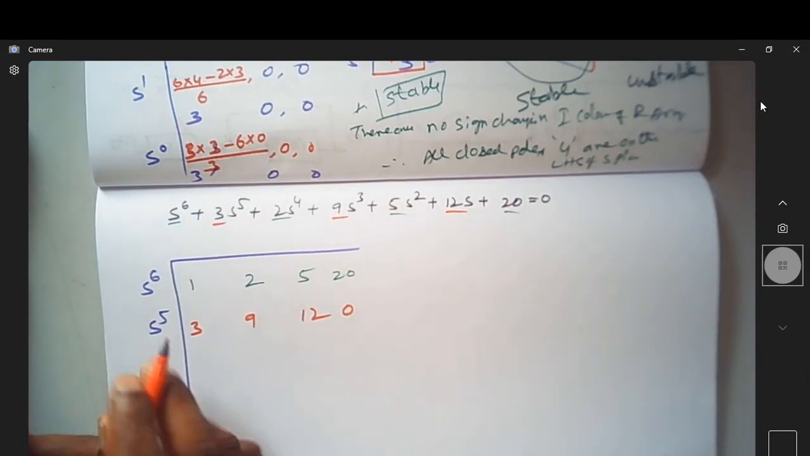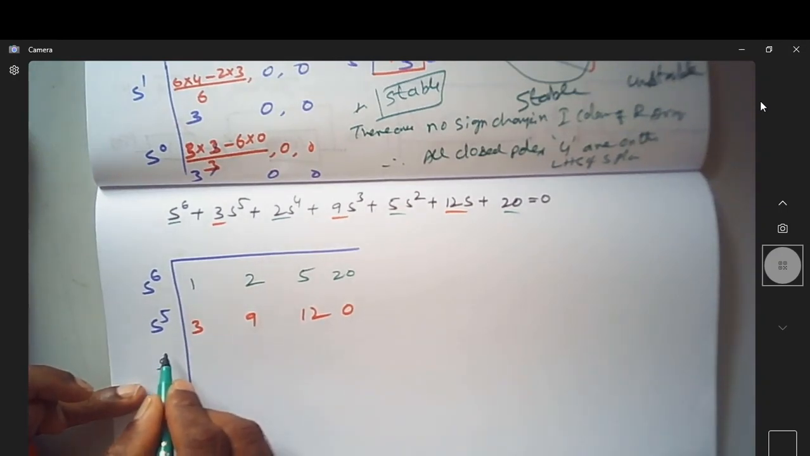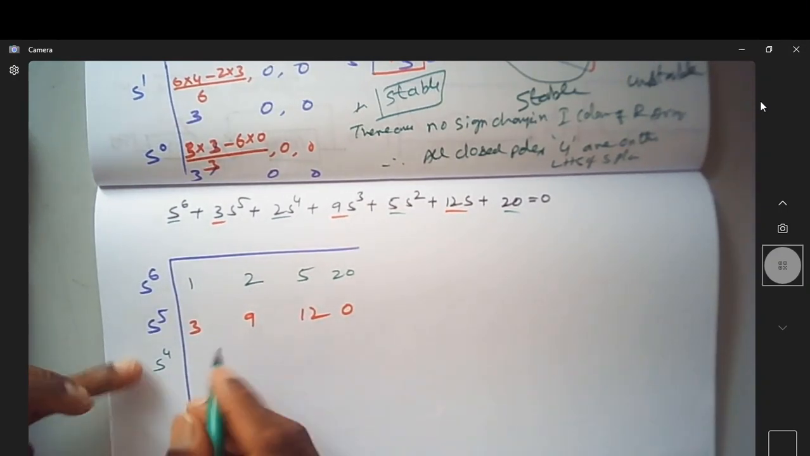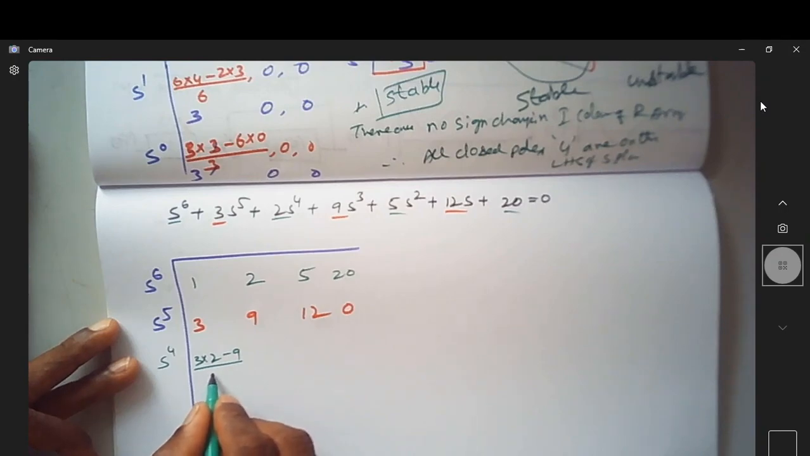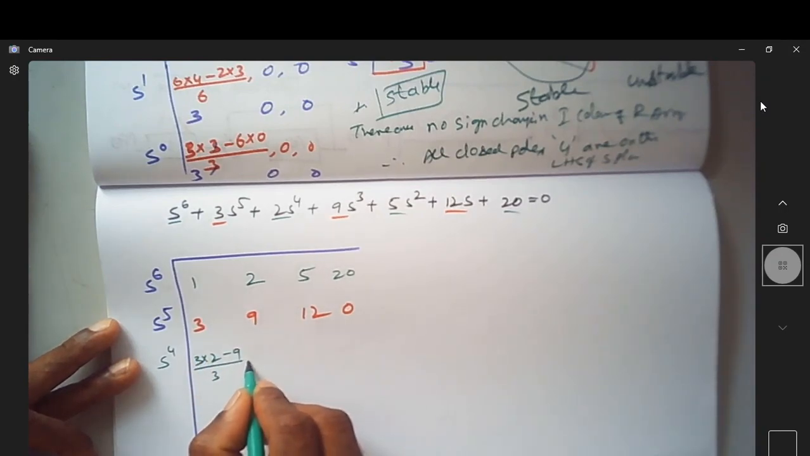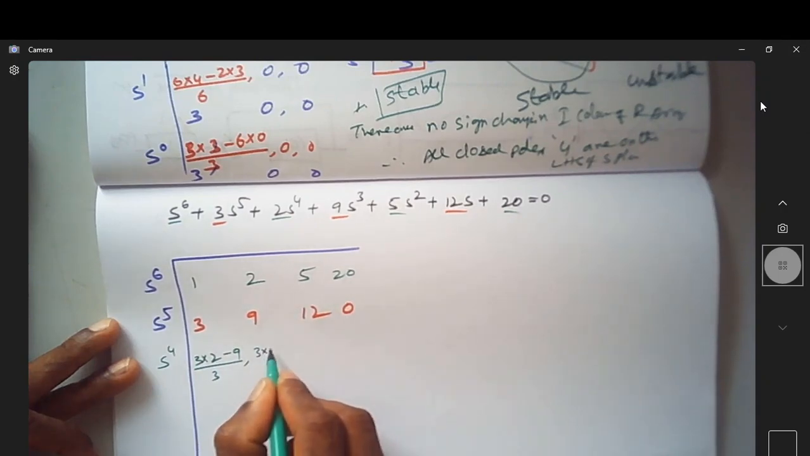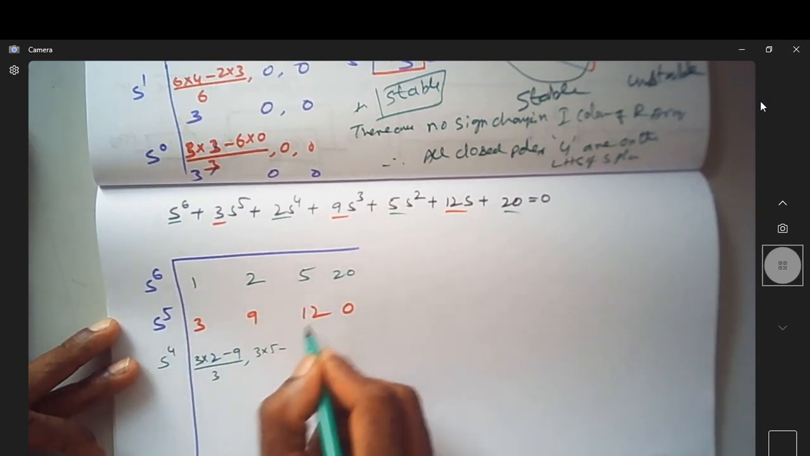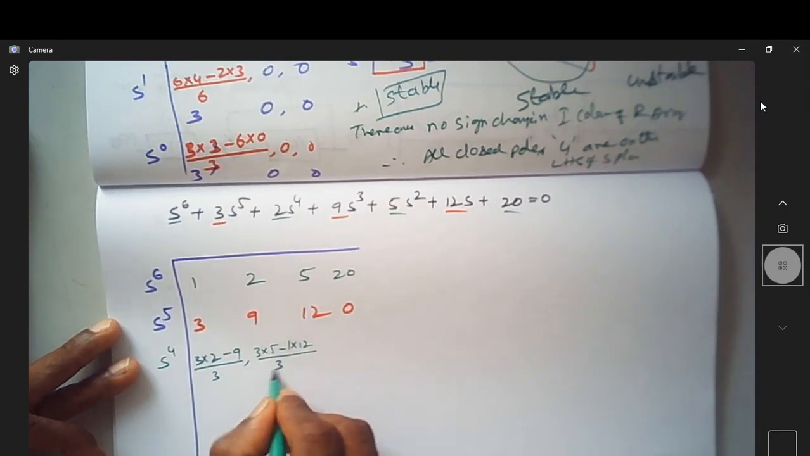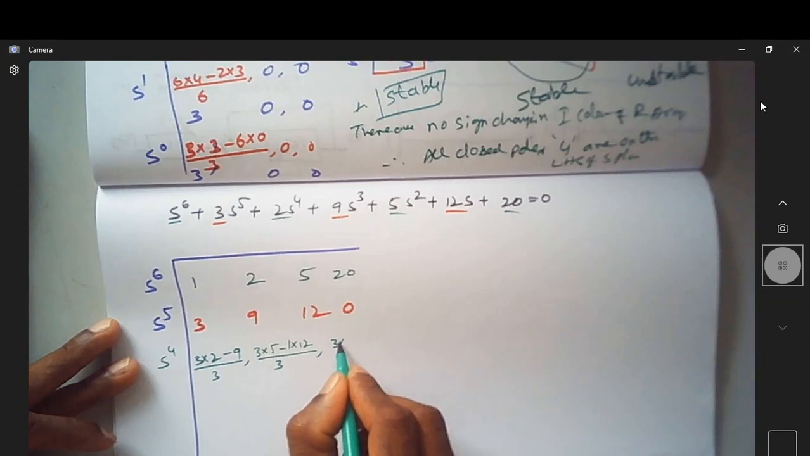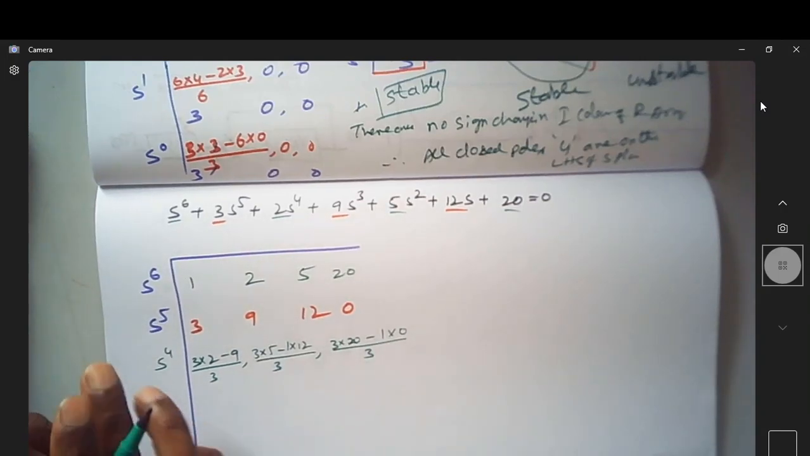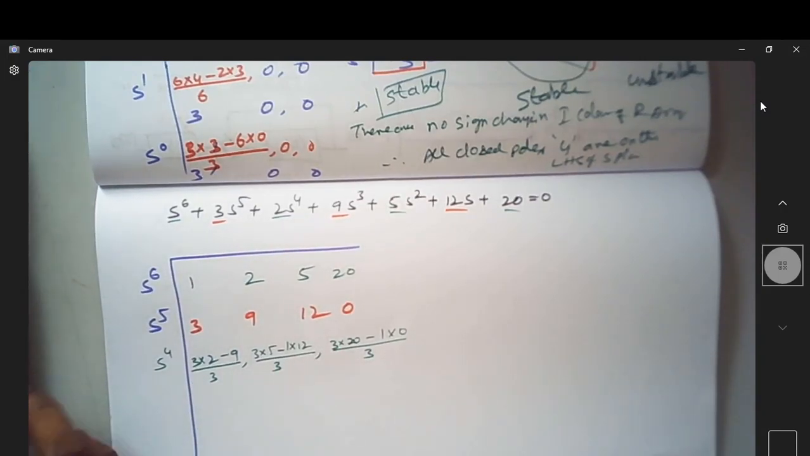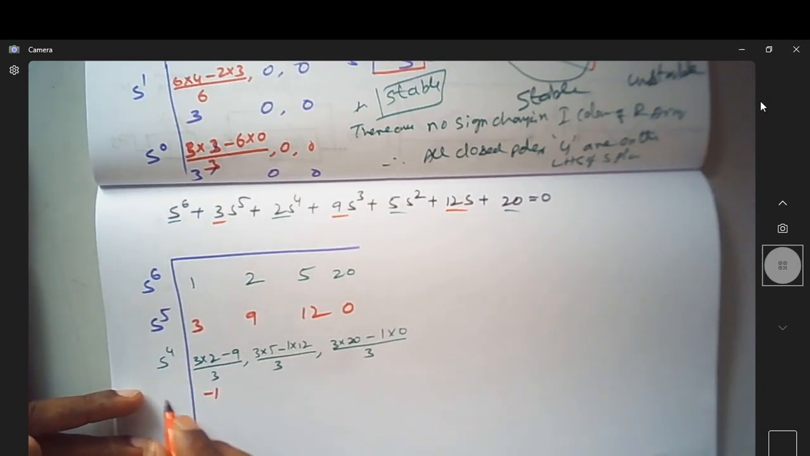The next entry is not there, it is 0. Next you need to write it for S power 4, which is nothing but: the first is (3 into 2 minus 9) by 3, the next is (3 into 5 minus 1 into 12) by 3, then (3 into 20 minus 1 into 0) by 3. So this comes out to be 6 minus 9, which is minus 1.